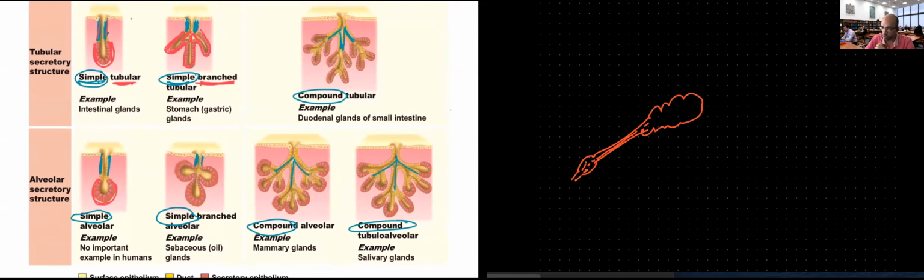According to the shape of the secretory region, again, elongated is going to be tubular. Rounded is going to be alveolar. But if some of them are rounded and some of them are elongated, we're going to call this tubulo-alveolar.